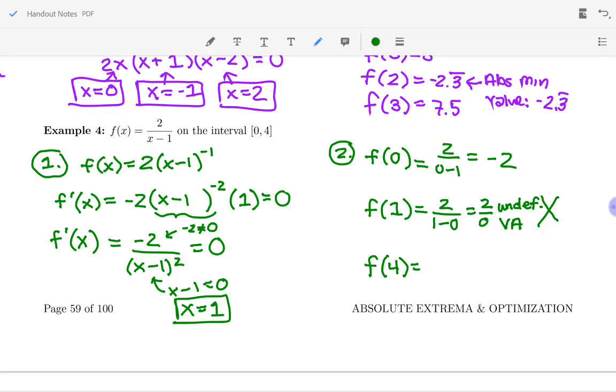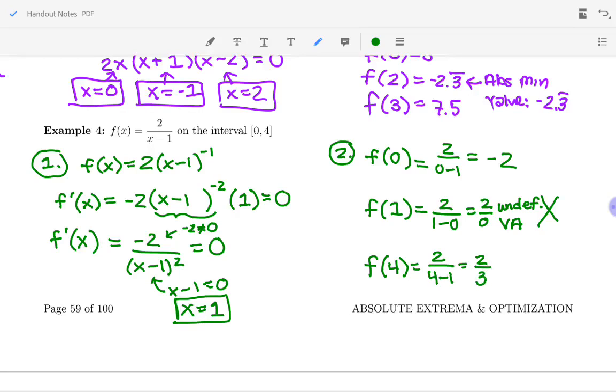We have a number divided by 0. It's a vertical asymptote. It's going way too crazy to say here's the absolute max where it stops or the absolute min where it stops. This is not a point on the graph. And then if we look at f of 4, we would plug in, we have 2 over 4 minus 1, and we get 2/3.